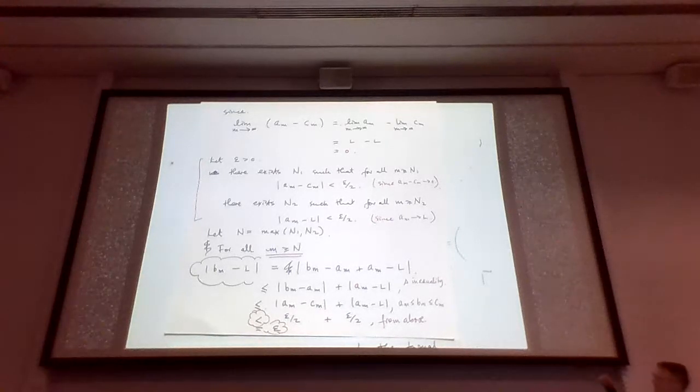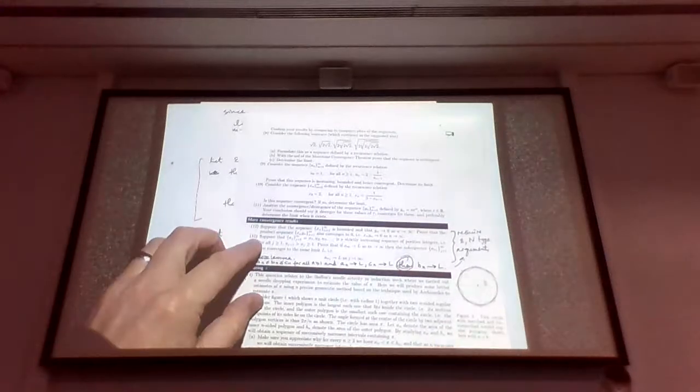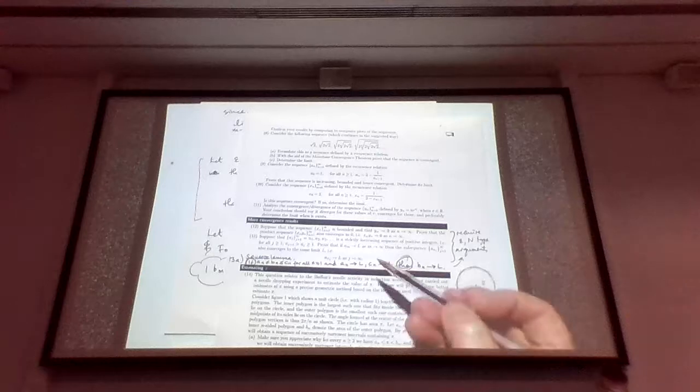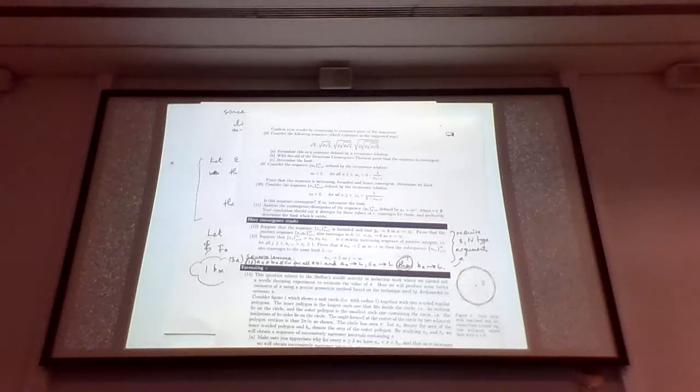So it's very much the same kind of proof as the proof for the algebra of limits theorem results as well. And in questions 12 and 13, you'll be looking to arrive at proofs along those lines, constructing those epsilon and N. So there's some work for you to practice with there.